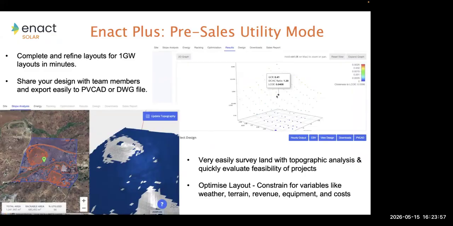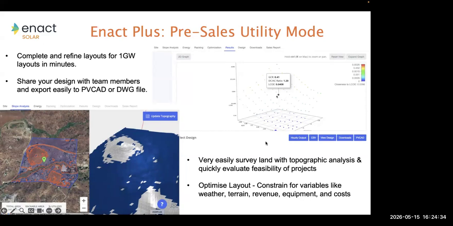Now for utility scale projects as well, you can use Enact Plus, and this is a way you can very easily model hundreds of megawatts up to gigawatt layouts in minutes. You can very easily survey any land parcel. We already have topography analysis which has been baked into the application. So it gives you a full evaluation of feasibility of various different projects. You can optimize the layouts and you get multiple different options while you're doing the layout.